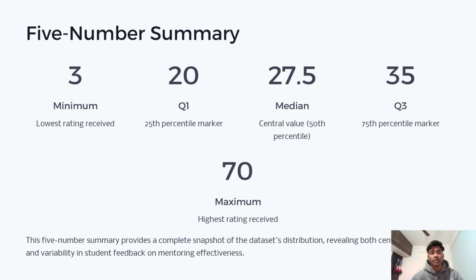5 number summary. The 5 number summary gives us a quick overview of the entire dataset, in which the minimum value is 3, Q1 is 20, median is 27.5, Q3 is equal to 35, and maximum value is 70. This helps us see how the ratings range from very low to very high and also highlights the skewness in the data.